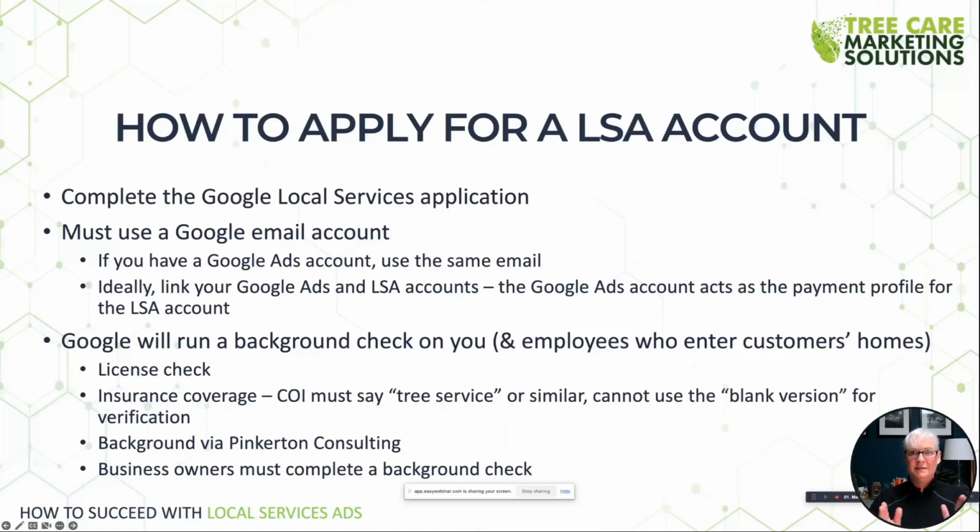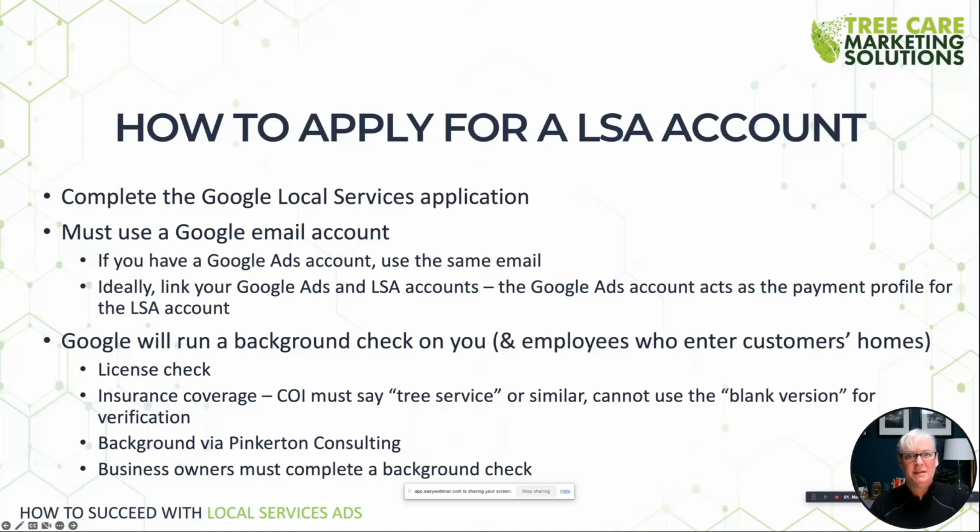What Google needs is the real certificate of insurance, meaning that at the bottom, there's always a description of operations. If you're looking at the certificate of insurance or on a letter from the insurer, it has to say tree services or tree care services or tree and landscape services. It has to say that you do tree work. If it doesn't say that, they won't accept it, okay? Because they're looking for, obviously, insurance for tree work.